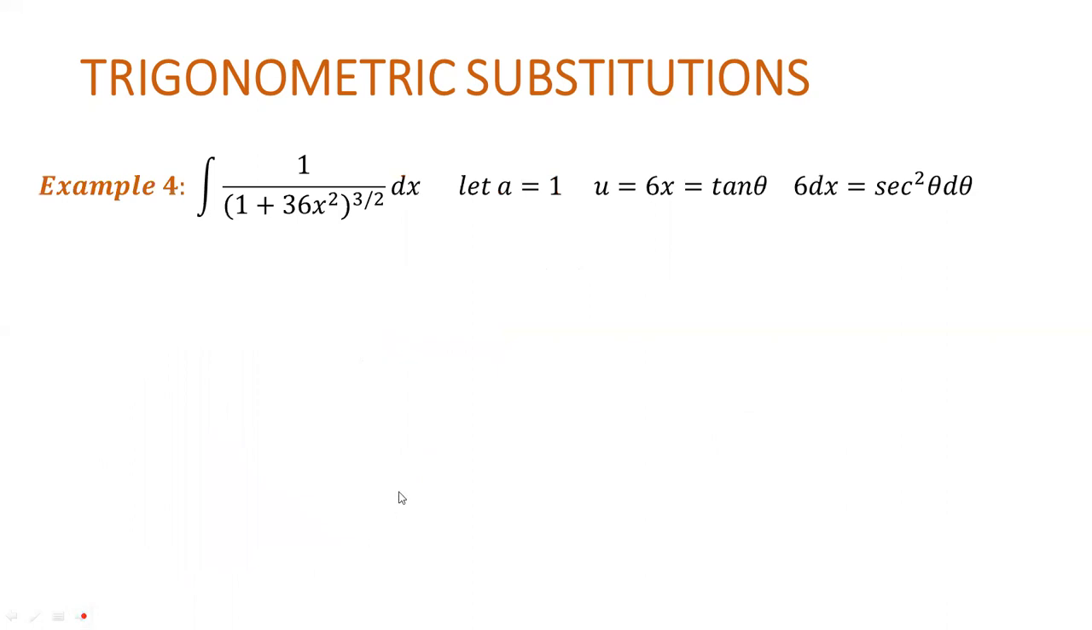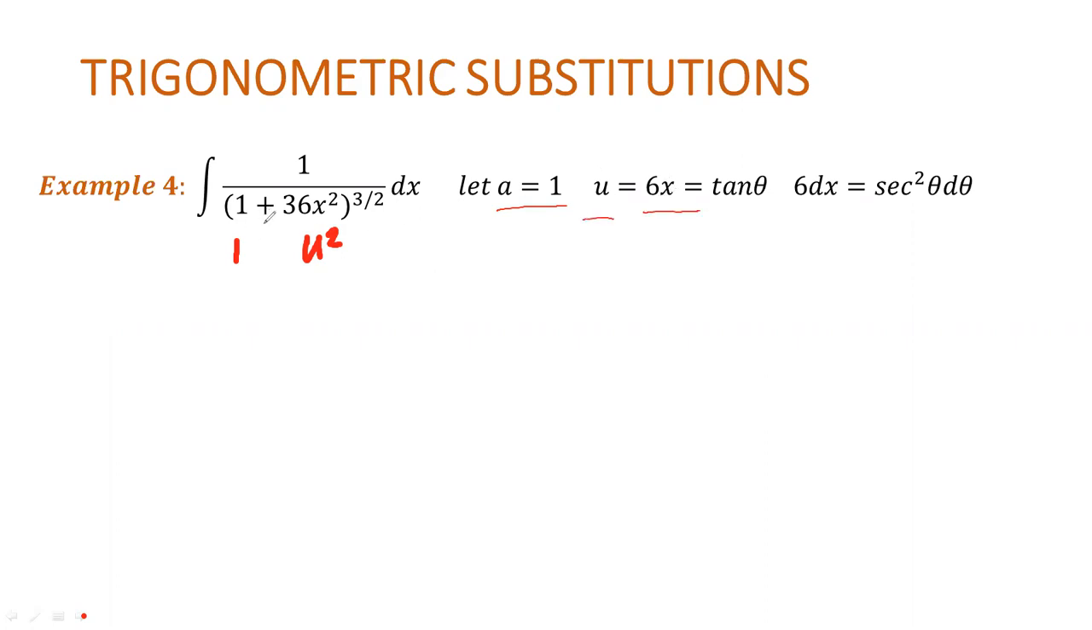Okay, let's have this fourth example, still on trigonometric substitution. This would look like a 1, of course, and this would look like a u squared. Now if your a is 1, and your u squared is 36x squared, then your u must be 6x.